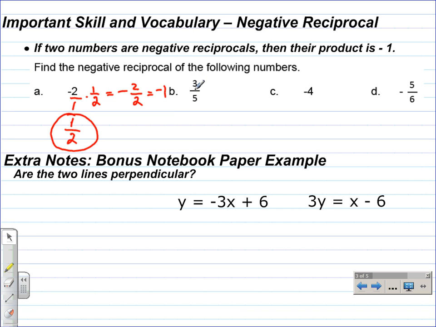So the negative reciprocal of 3/5: it's a positive number, so the opposite of the positive is a negative. And the reciprocal of 3/5, inverting it, turning it upside down, if you will, gives us 5/3. So the negative reciprocal of 3/5 is -5/3.